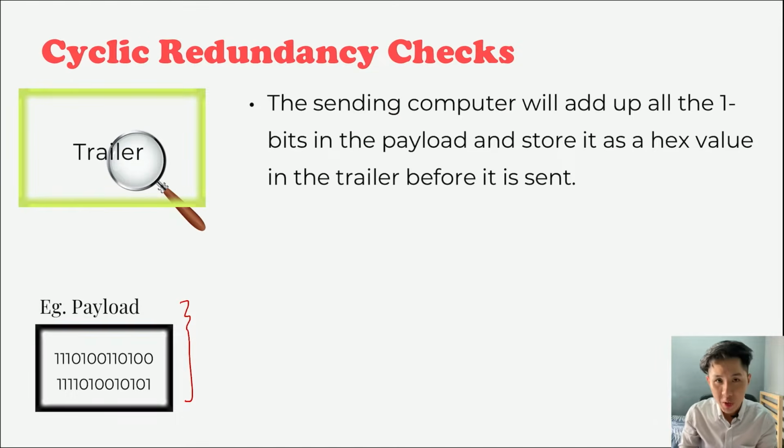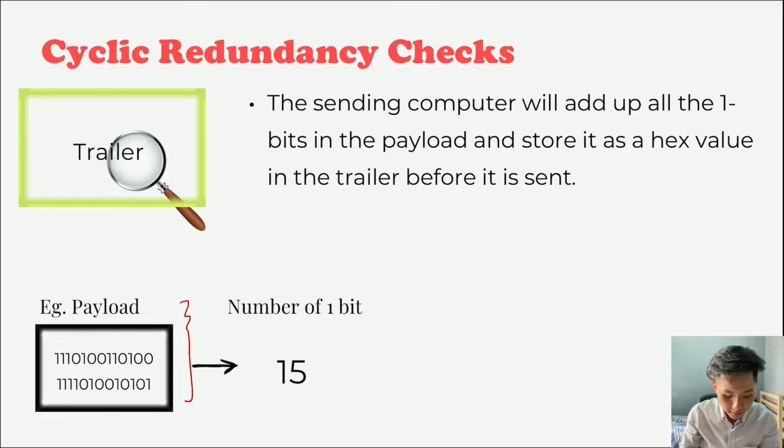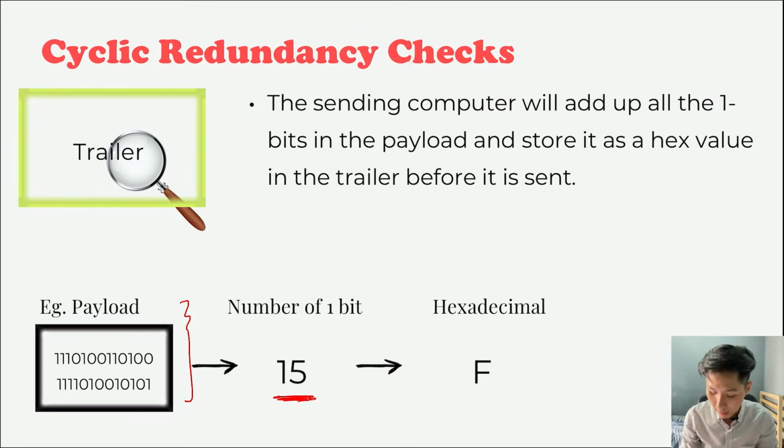How do we check whether the payload is arriving correctly? In the cyclic redundancy check, this method will first count the number of 1 bits in the payload. If you count the number of 1 bits, you will find that it contains 15 1 bits. This number will then be converted into hexadecimal, which is the value F, and this value will be stored in the trailer part of the packet.